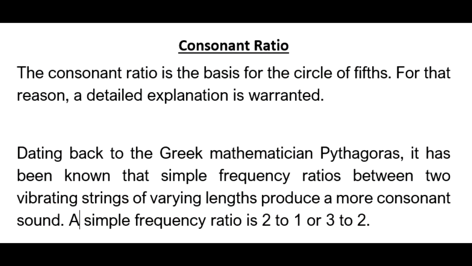The next definition is the consonant ratio. The consonant ratio is the basis for the circle of fifths. For that reason, a detailed explanation is warranted. Dating back to the Greek mathematician Pythagoras, and by the way, that's the same Pythagoras that explained the mathematics related to the right angle, it has been known that simple frequency ratios between two vibrating strings of varying lengths produce a more consonant sound. An example of a simple frequency ratio is 2:1 or 3:2.